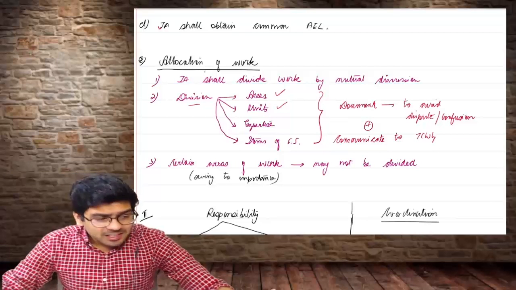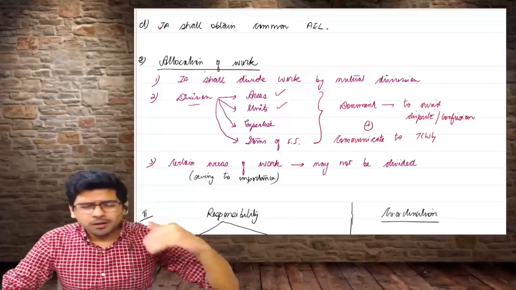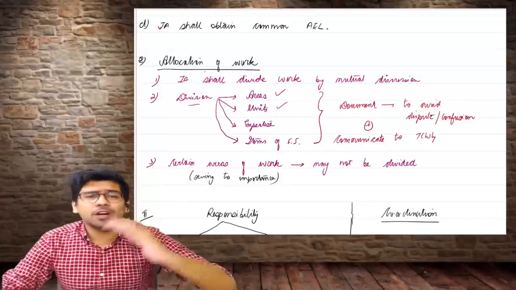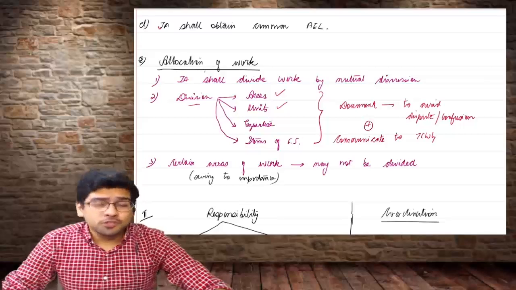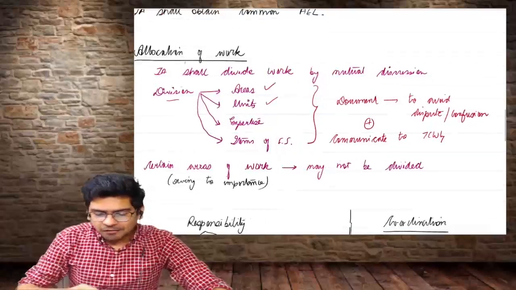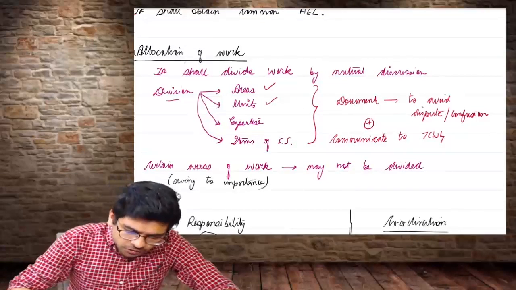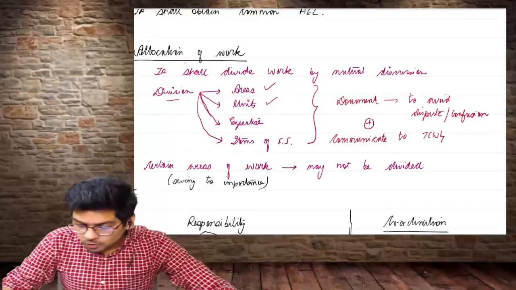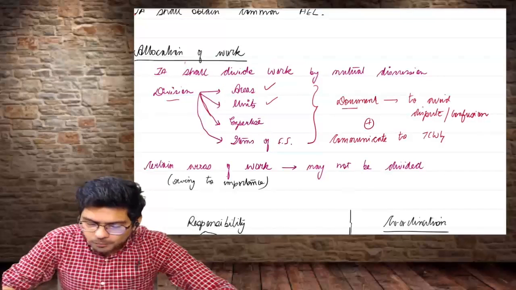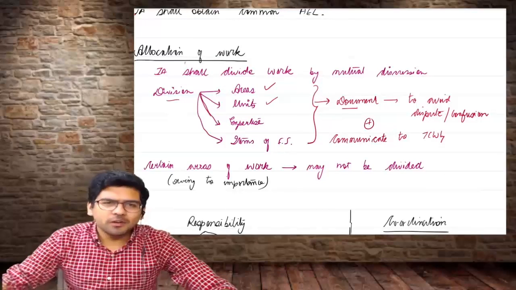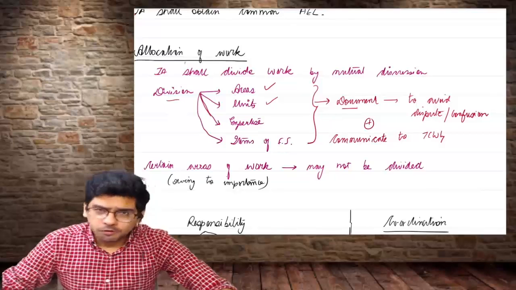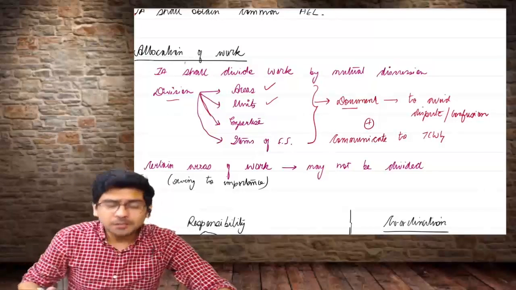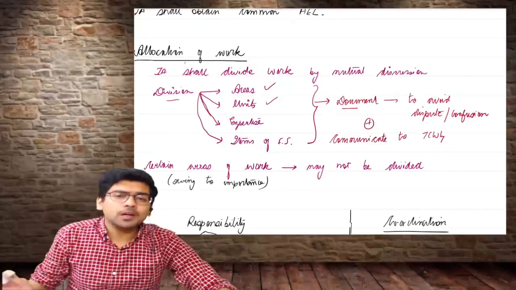All right, and the same division, on whatever basis or criteria we have divided and allocated our work, the same needs to be communicated to TCWG also. These are the criteria on which the division of work can be done. I have written here: document. The criteria, the work once divided, should be documented. Why? To avoid dispute or confusion. And at the same time, the same needs to be communicated to TCWG also.